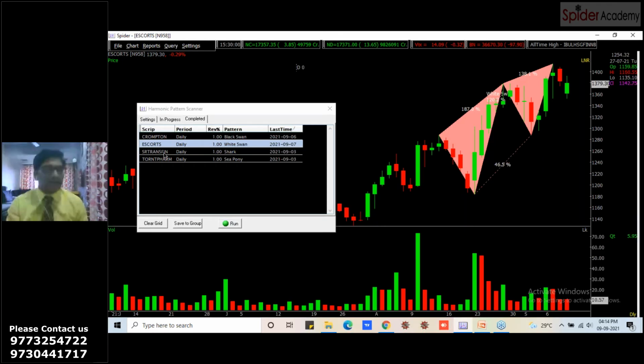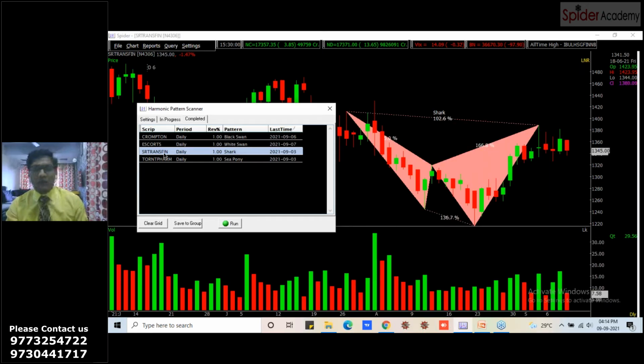And same here we have SRT Transport Finance. Here also we can see it's in an inside bar formation, and that too on the short side. Right now it's consolidating, so we are expecting resistance near this particular level, that is 1388, and we are expecting that it can come down to the 1240 or 1250 levels.